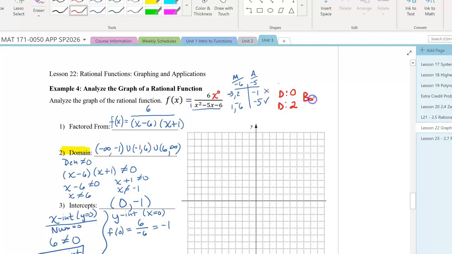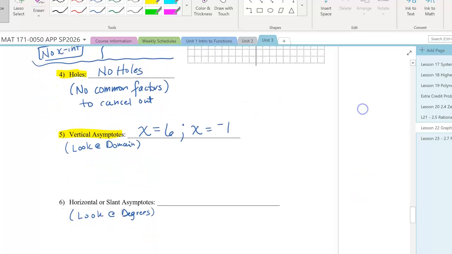So this one is actually bottom heavy. The degree on the bottom is bigger than the degree on the top. And when it's bottom heavy, it's an automatic y equals 0. So I remember this by, if it's bottom heavy, it's going to pull me down, and I'm going to sit on the x-axis. All right, so my horizontal asymptote is y equals 0.